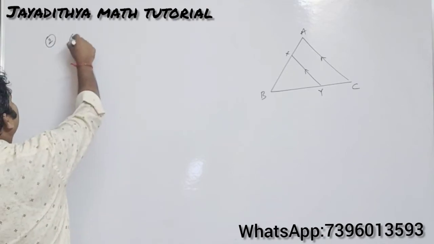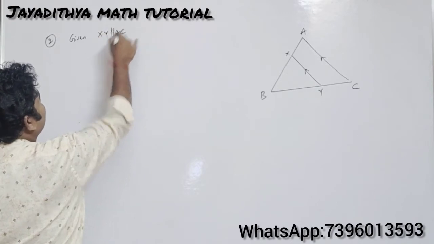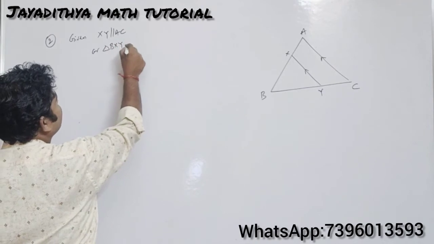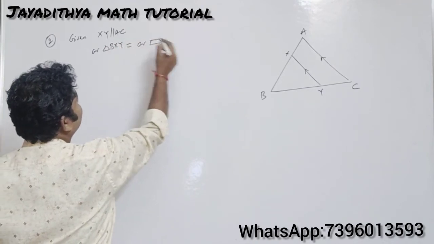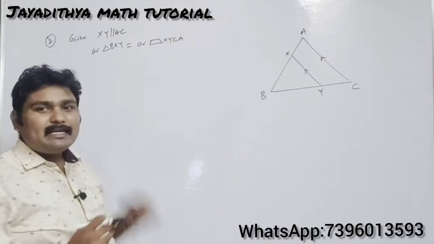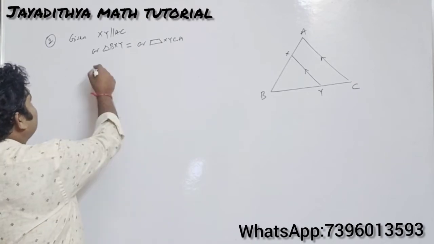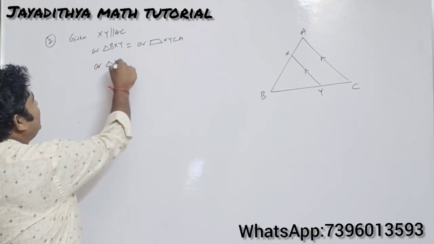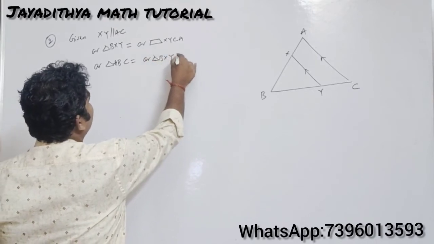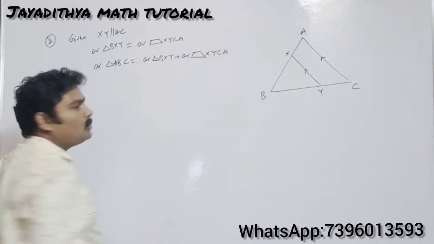What is the given data? So given data is XY is parallel to AC, and also area of triangle BXY is equal to area of trapezium XYCA. So from the given statements, what can you write about triangle ABC? Okay, so see here, now area of triangle ABC will be equal to area of triangle BXY plus area of trapezium XYCA. Is that right or not?